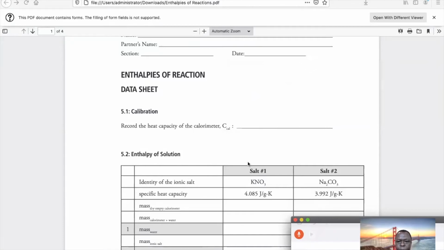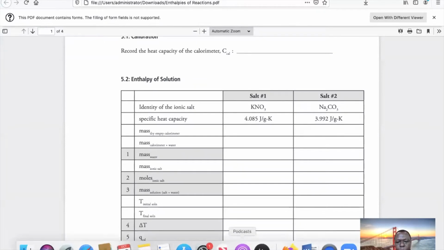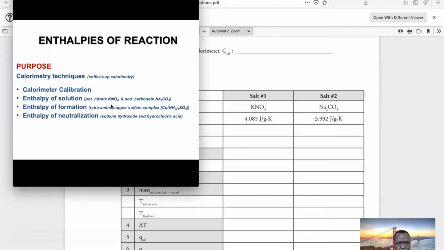Now, let's move on to section 5.2, and this is determination of the heat of formation of solution. When a solution is formed by dissolving the two salts, we have two salts right here, potassium nitrate and sodium carbonate. Salt 1, salt 2. This is salt 1.